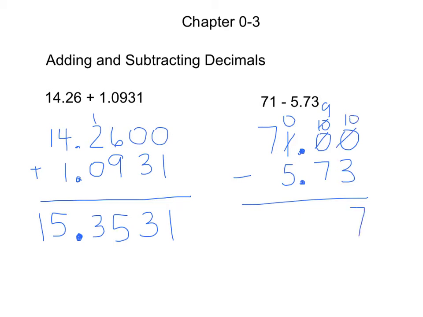10 minus 3 is 7. 9 minus 7 is 2. Bring down my decimal point. Now I run into another problem. 5, and I'm trying to take 5 away from 0, and I can't. So I borrow 1 from the 7. Make this a 10 now. 10 minus 5 is 5. And 6 minus 0 is 6. And my final answer would be 65.27. So remember, my rule for adding and subtracting decimals is I have to line up the decimal point.